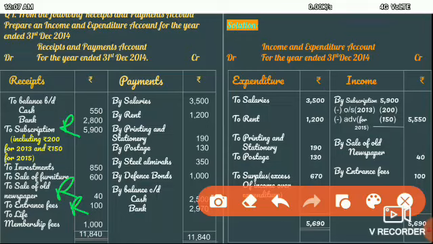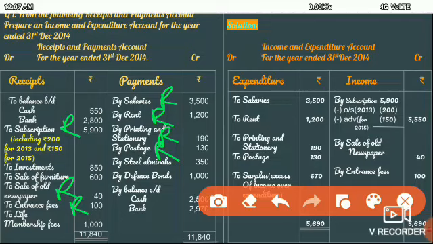Then coming towards the payment side, we have to take salaries. It's a revenue nature item. Rent is a revenue nature item. Printing and stationery is a revenue nature item. Postage is a revenue nature item. But buying of almiras is a capital nature item. Then investment in defense bond is a capital nature item, as investments is always a capital nature item.